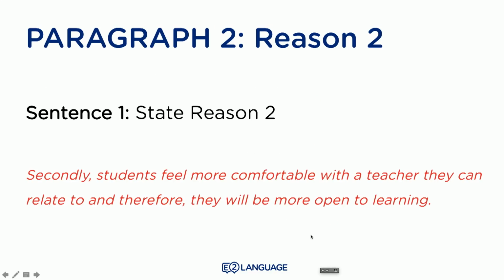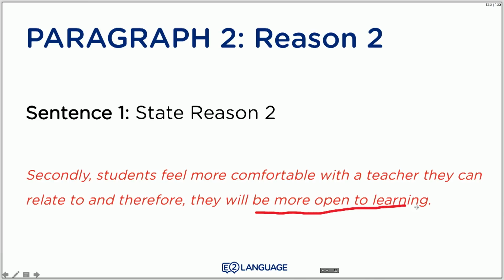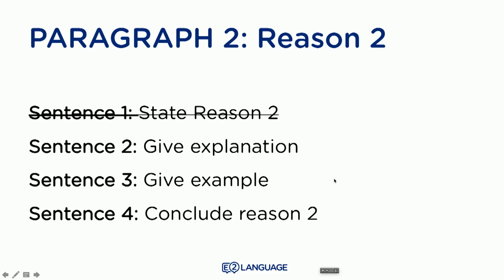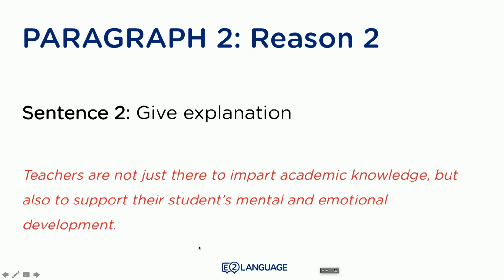Same thing. So here we go. Secondly, students feel more comfortable with a teacher they can relate to, and therefore they will be more open to learning. Now, I've just made it very clear here, more open to learning. That's my reason 2, and I've said it explicitly. You should say this explicitly, not hide it or make it too complex. Make it very clear and apparent what your paragraph will be about. Sentence 2, we give an explanation. Teachers are not just there to impart academic knowledge, but also to support their students' mental and emotional development.